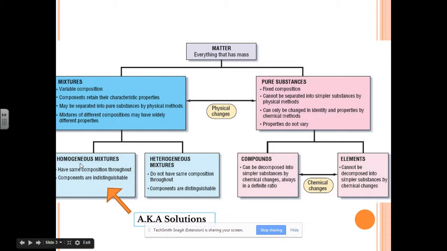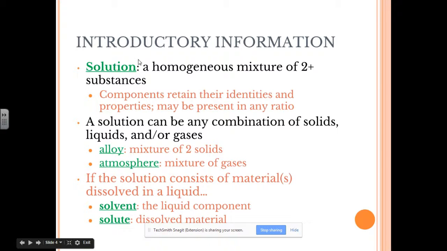Another name for homogeneous mixtures is solutions. So same composition throughout. It says components are indistinguishable, meaning you can't tell the difference, and we'll talk about that as we go through each. Definition: a homogeneous mixture made of two or more substances. Here, components retain their identities and properties. We'll see a bunch of examples down here.